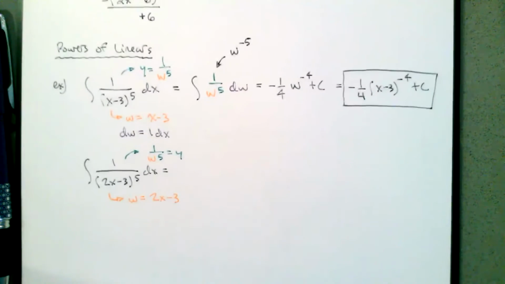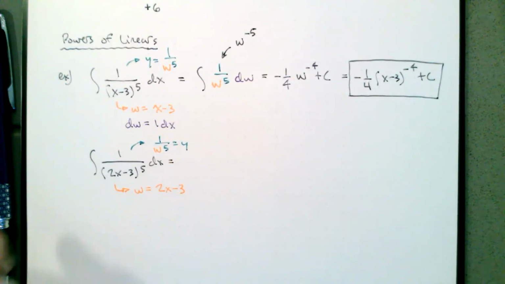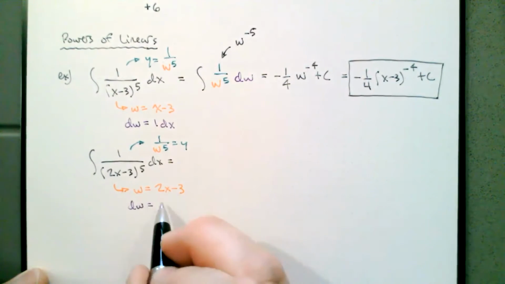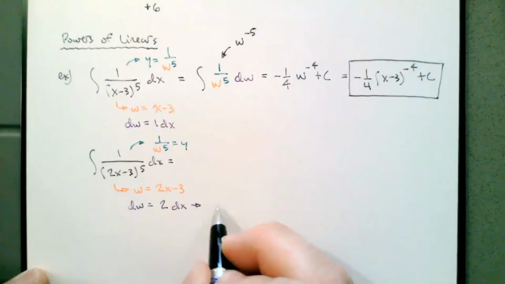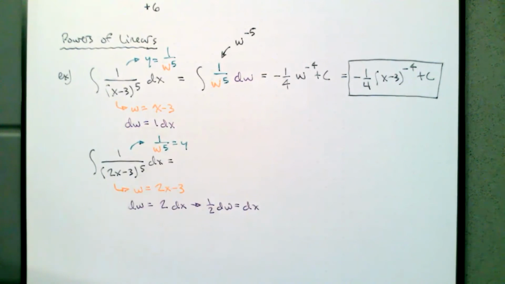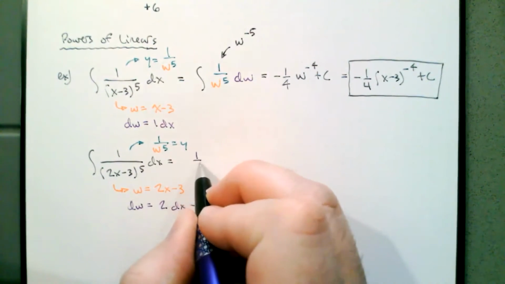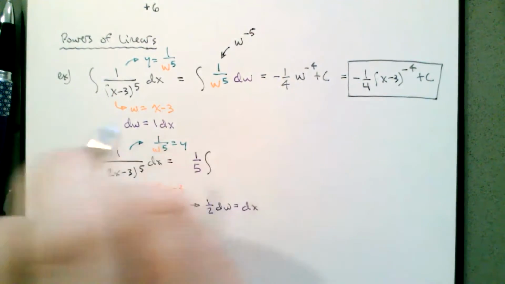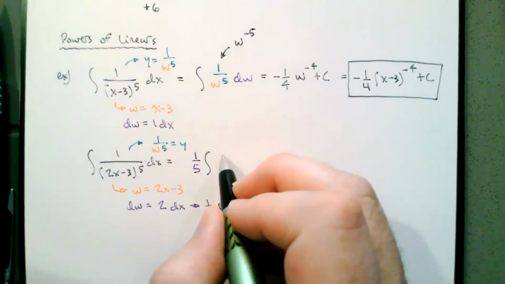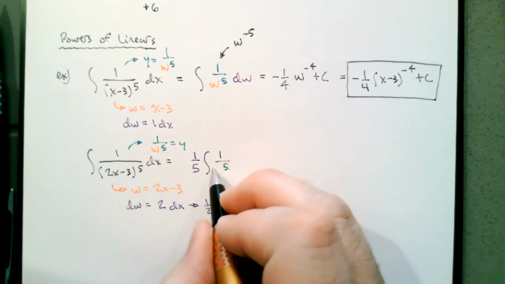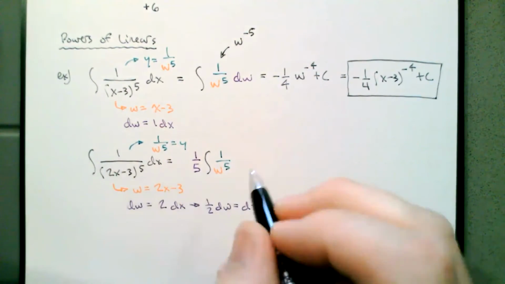So we're still just integrating 1 over w to the 5th, but now the dw is going to introduce an extra factor. So the dw is 2 times dx, and so a 1/2 dw is equal to the dx. So the dx is now getting replaced with 1/2 dw, not just dw. So that's just going to pull a 1/2 out in front of our integral. We're still integrating 1 over w to the 5th dw.